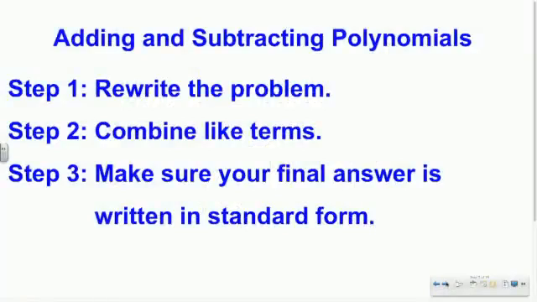All right, so let's get into the polynomials. There are 3 steps to follow when you're adding and subtracting polynomials. You first want to rewrite the problem. Then you want to combine like terms. Then you want to make sure your final answer is written in standard form. Remember, standard form, that's when you have your exponents where they go in descending order. So the leading term has the largest exponent, and then you just go in descending order from there. So your final answer always needs to be in that form, okay?